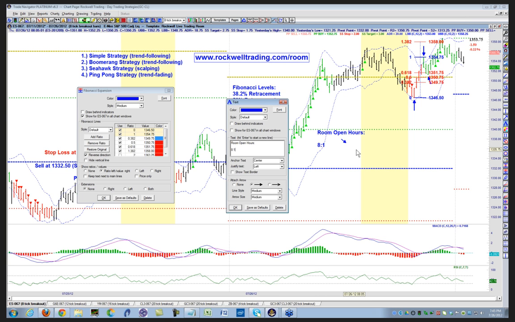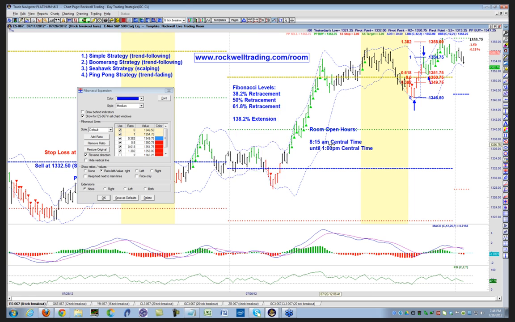It is 8:15 a.m. Central Time, Chicago time. Okay, 50 minutes before the markets open until 1 p.m. Central Time. So it's almost 5 hours every day. Okay, 4.5 hours, 4 hours, 45 minutes. There we go.